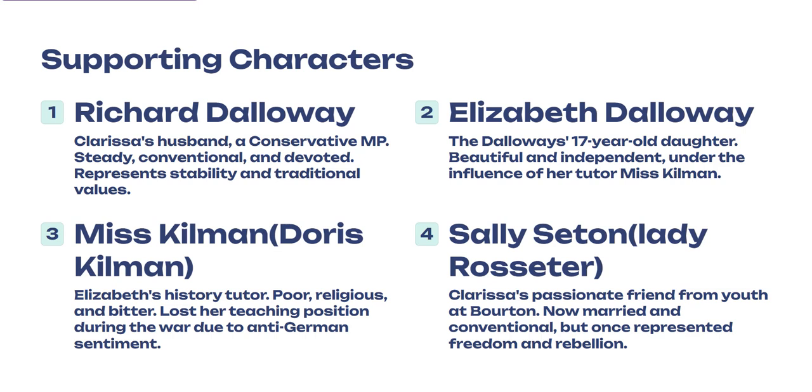So next character is Miss Killman. She is also called Doris Killman. Here she is the history tutor of Elizabeth. She is poor, deeply religious and bitter. Miss Killman lost her profession due to the war. Because she is a German, she couldn't survive in London. And then the influence of her thoughts and ideas is seen in Elizabeth Dalloway, which is not liked by her mother, Clarissa Dalloway. Clarissa gets possessive whenever she sees Killman and Elizabeth together.